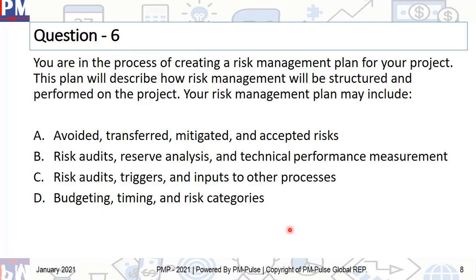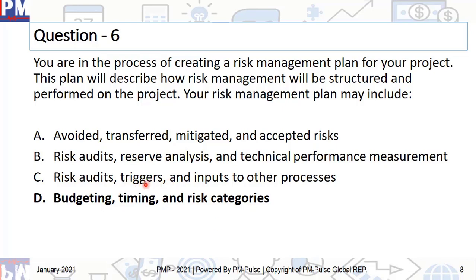And the correct answer is D, budgeting, timing, and risk categories. Now, some people do get confused with this question. Remember, we are talking about the risk management plan, which is an output of the process called plan risk management. That's the very first process. No risks have been identified over there. The only thing that you do over there is also to define the different categories of risk which are applicable to it, and we call that RBS, and therefore risk categories part is true.